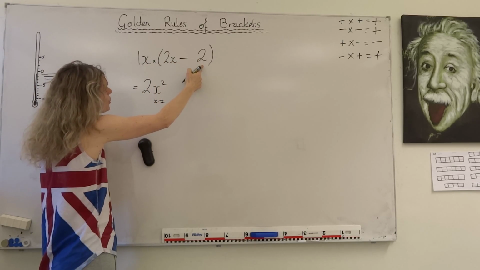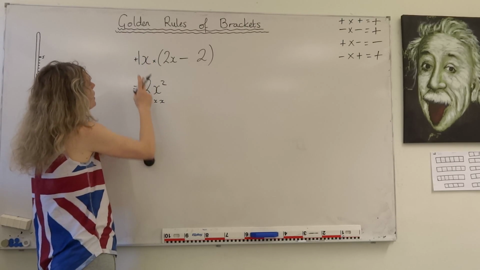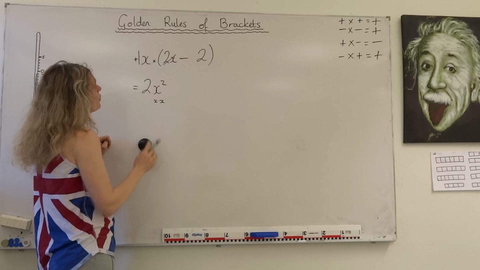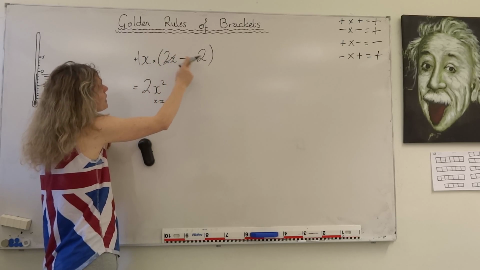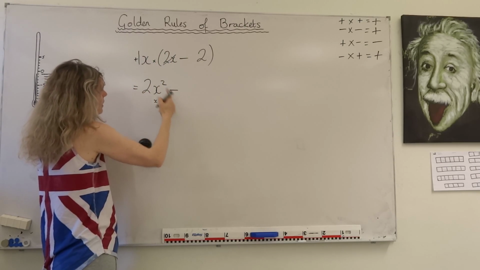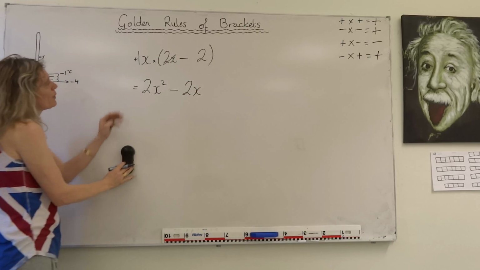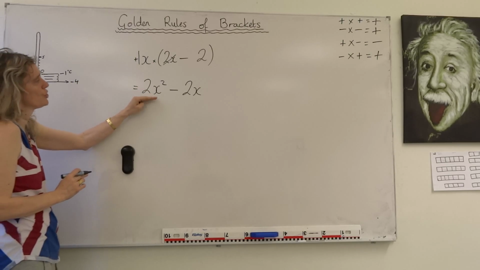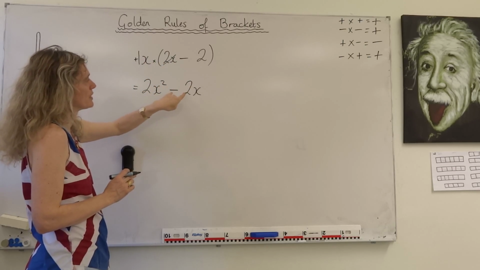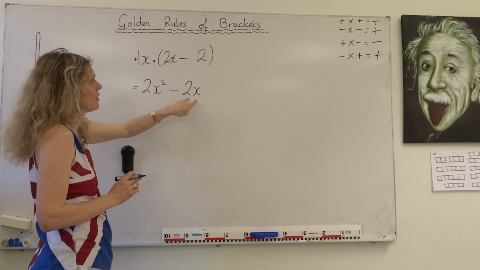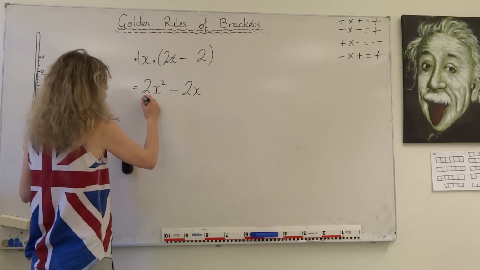1x times minus 2. Well, in front of this 1x is also the invisible plus sign that we don't usually see. So we have to multiply. We've multiplied that one through. We have to now multiply plus 1x times minus 2. Plus 1 times minus 2 is going to give us a minus answer. And 1x times 2 is going to give us 2x. So when we expand these brackets out, we get the answer 2x squared minus 2x. Plus 1 times minus 2 is minus 2, and we've got x in there as well, so plus 1x times minus 2 is minus 2x.